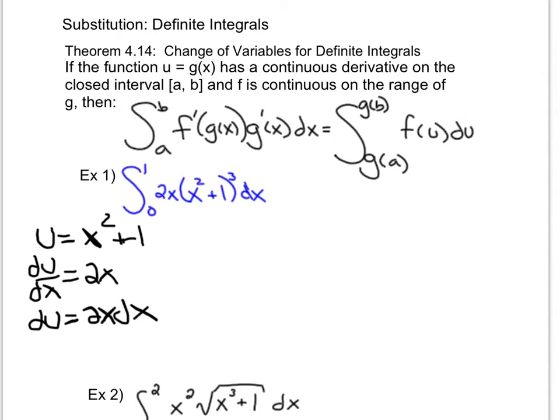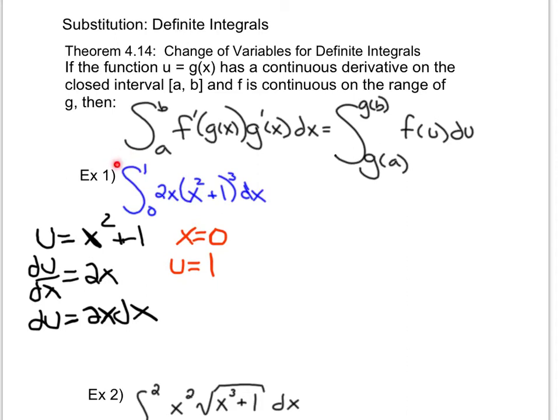So this worked out very nicely because I can now substitute u in for x squared plus 1. I can substitute du in for 2x dx. But as I was saying up here, I do want to change my limits to correspond with u. So if x equals 0, since that was my lower limit, based on this equation right here, u equals 0 squared plus 1, or 1. That is going to be my new lower limit.